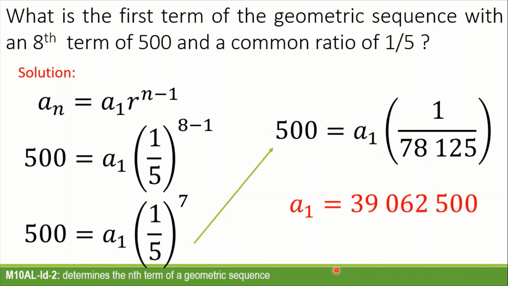So, the first term is 39,062,500. Again, minultiply natin si 500 kay 78,125.